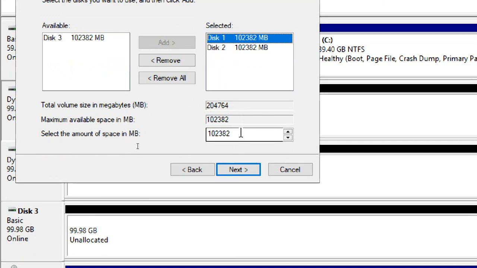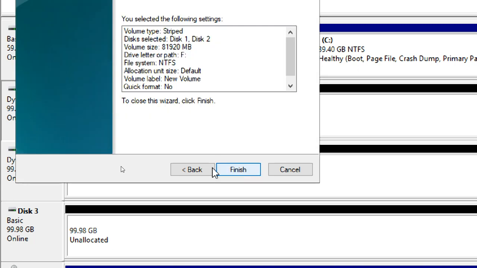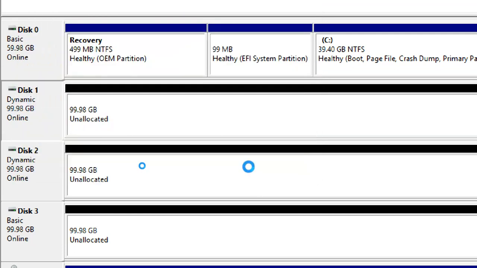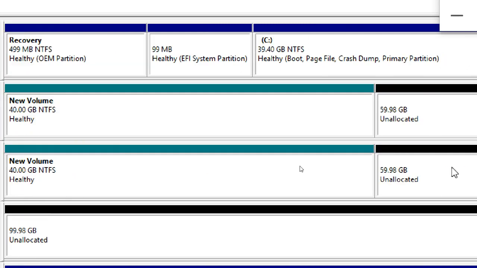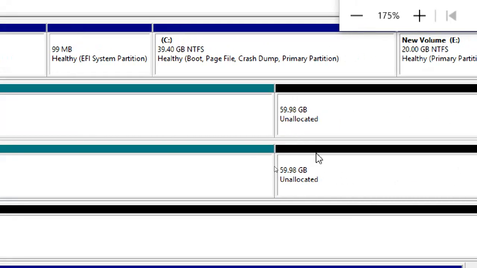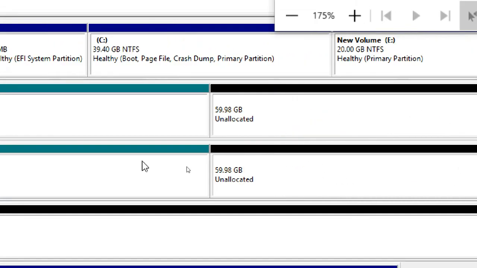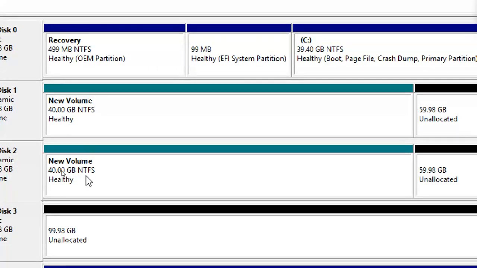Okay, if you take only 80 GB from it, or 40 GB, 40960, then in both the volumes it is taking that much only. You can see like this, quick format. If you take 40 GB from here, it will take 40 GB from here. Okay, but this is 60 GB, still unallocated. You can create some separate volumes also, but this volume combined and created an 80 GB single volume.